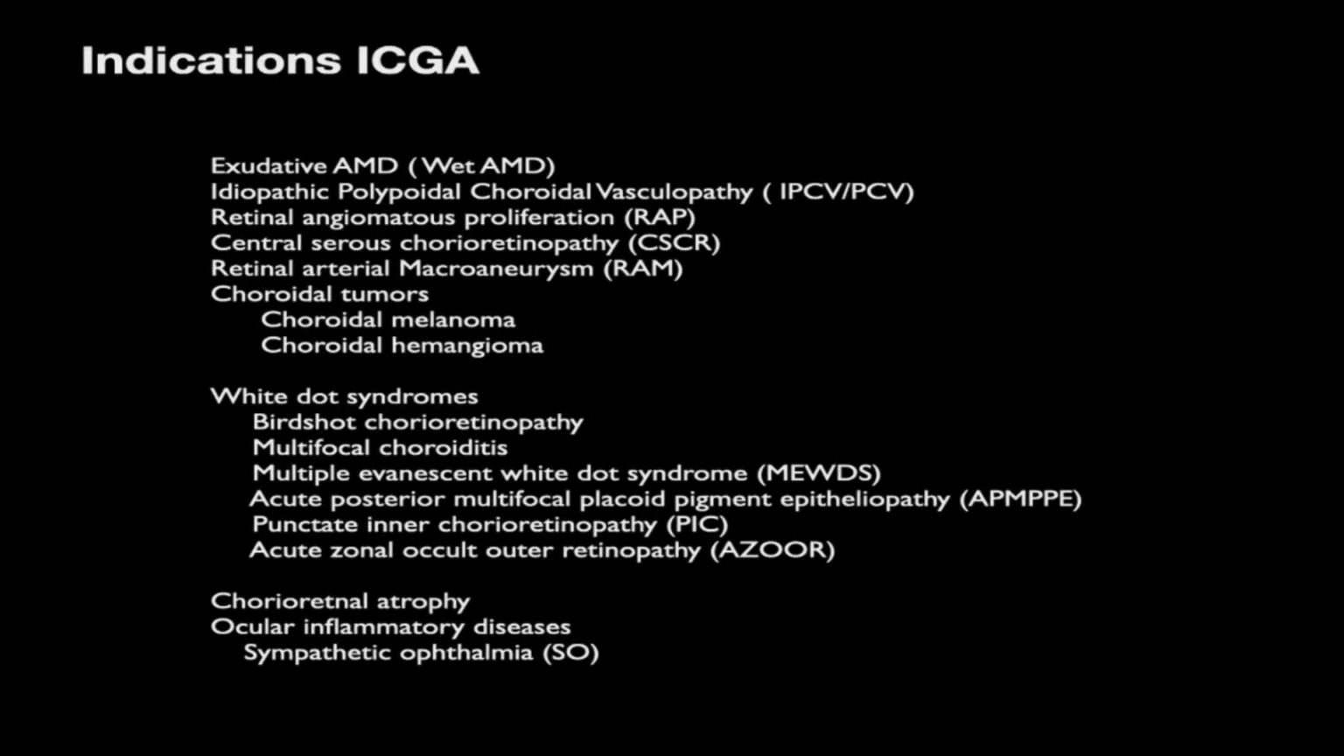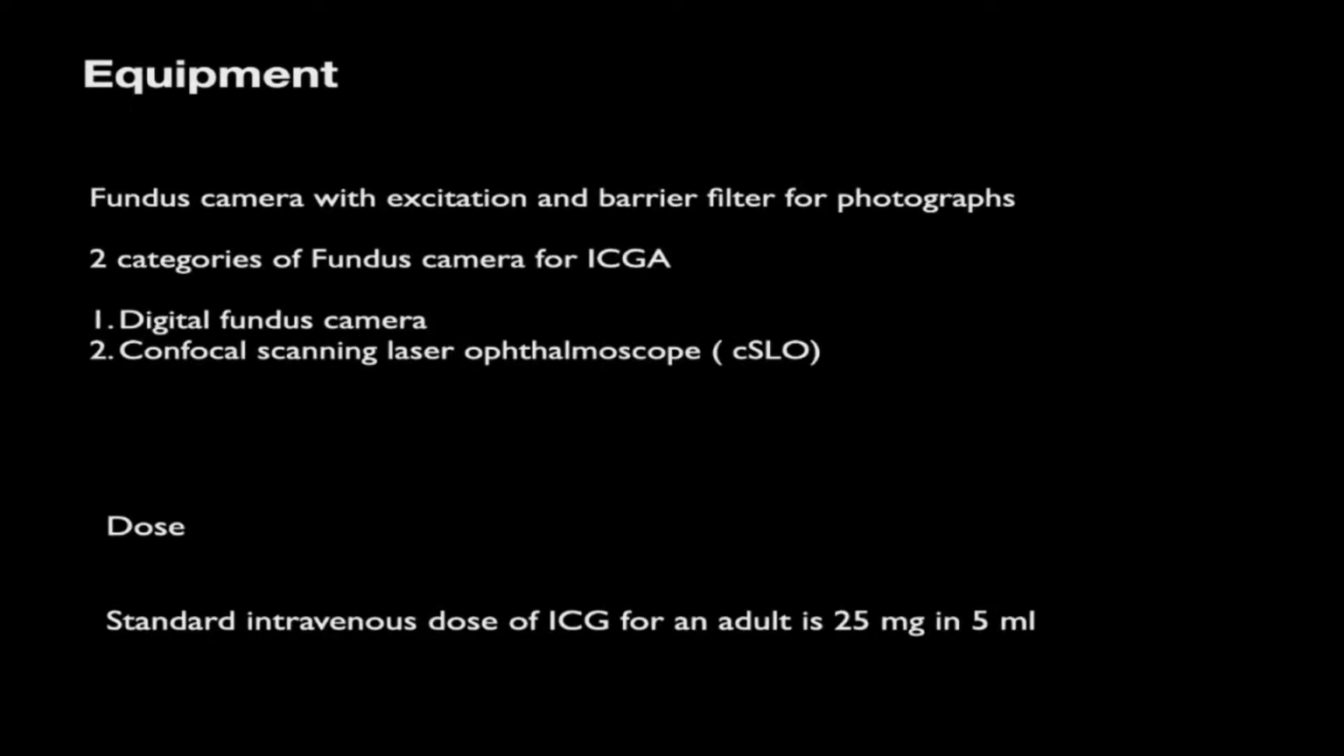The indications over here are plenty, but the most important ones are exudative AMD, idiopathic polypoidal choroidal vasculopathy. So PCV, it's actually still the gold standard, differentiating retinal angiomatous proliferation from PCVs. Central CSCR, again differentiating it from PCVs. Choroidal tumors, white dot syndromes, choroidal atrophy, ocular inflammatory diseases like sympathetic ophthalmia.